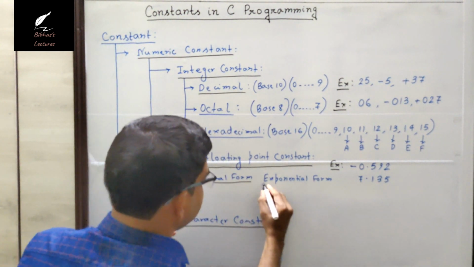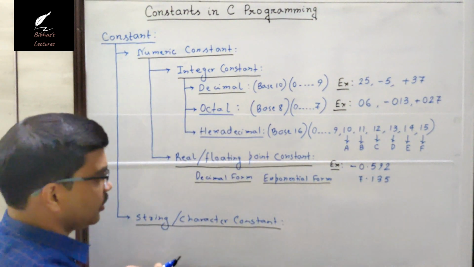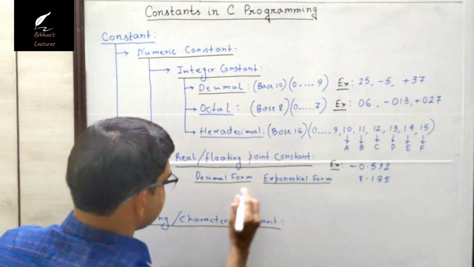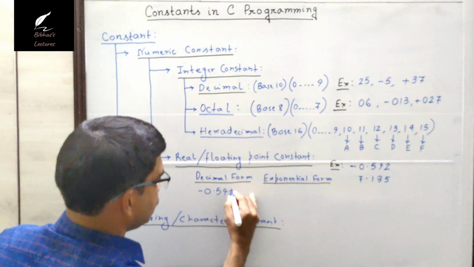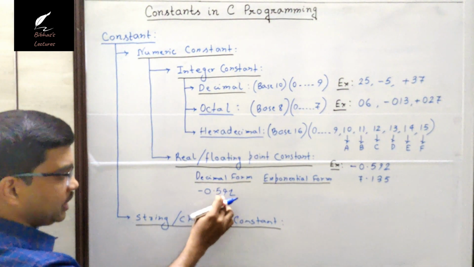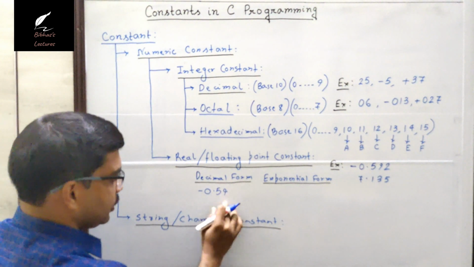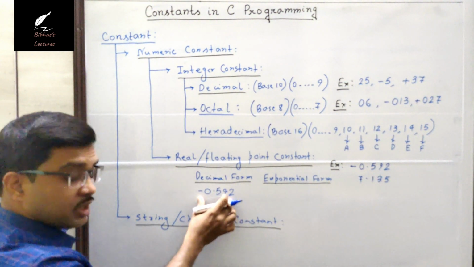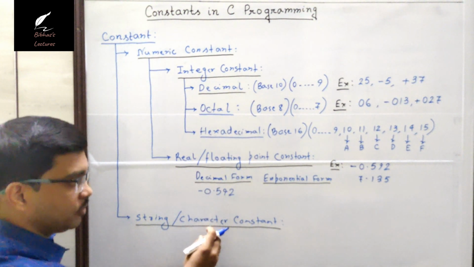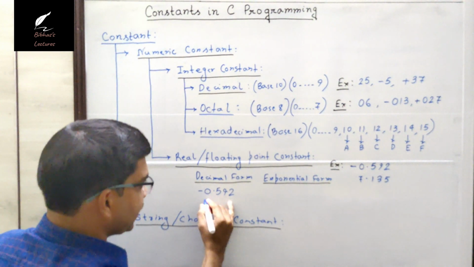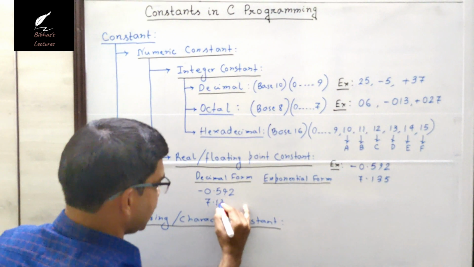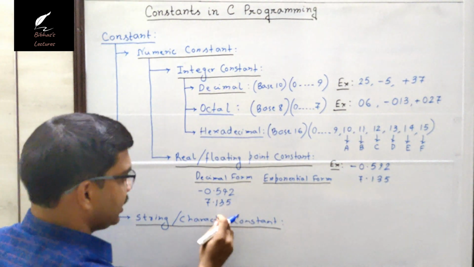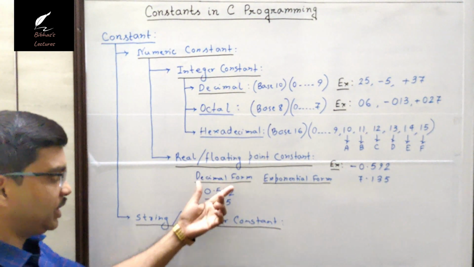Okay, now what is decimal form? The example I have given. For example, the first example, minus 0.592. So you can check that all the digits used belong to the range 0 to 9. So this is in decimal number form. Similarly, the second example that I have given here, 7.135, is also a real number represented in decimal form.